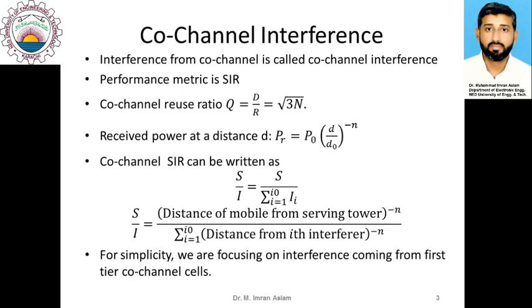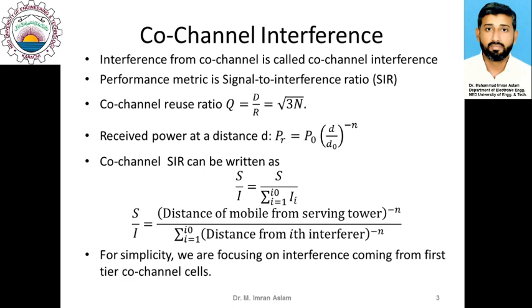What is co-channel interference? Co-channel interference is actually interference coming from a co-channel in a cellular system, that is the channel which is using the same frequency as the one under study. In order to analyze the effect of interference, the most important parameter is signal to interference ratio, that is SIR.